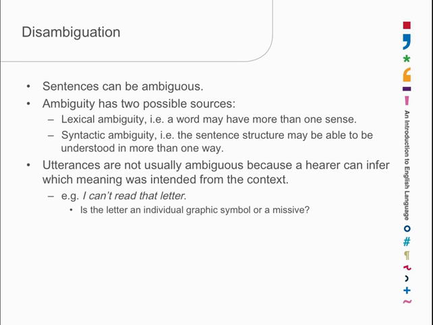Let's suppose that you get a letter from the tax department and you know what's likely to be in it, then you might say, I can't read that letter. Or if somebody has been at a particular character, a particular graphic symbol, and it's been partially rubbed out, then you mightn't be able to make it out. So in context, a letter might mean either of its two meanings, either a missive or a graphic symbol, and the context is used to disambiguate.